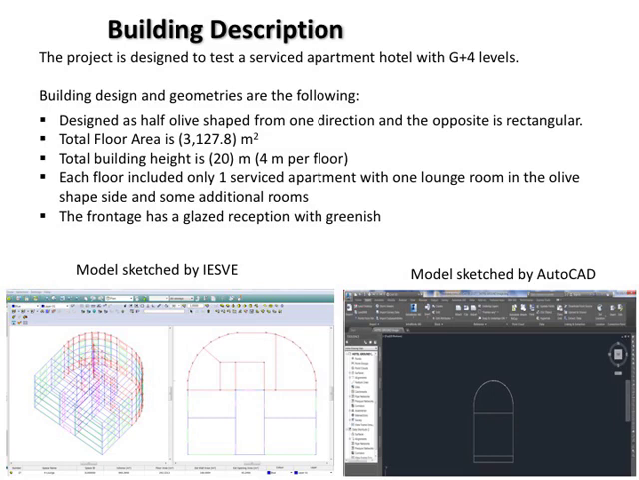The project is designed to test a serviced apartment hotel with G+4 levels. The building design and geometry are as follows: designed as half olive-shaped from one direction, and the opposite side is rectangular. Total floor area is about 3,000 square meters. Total building height is 20 meters, at 4 meters per floor. Each floor includes only one serviced apartment with one lounge room in the olive-shaped side and some additional rooms. The frontage has a glassed reception with greenery.